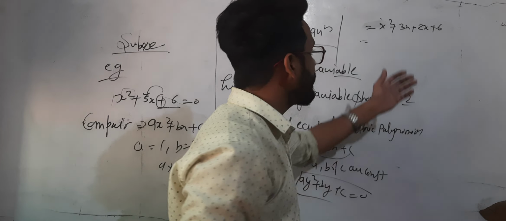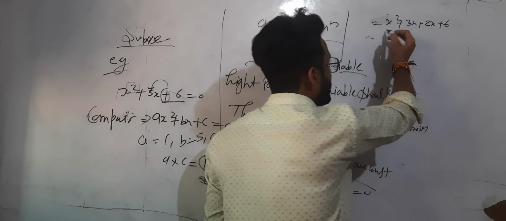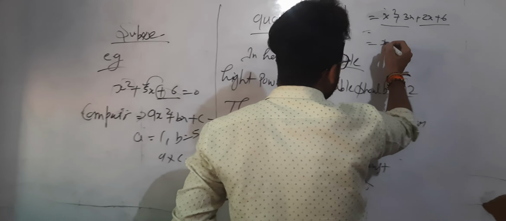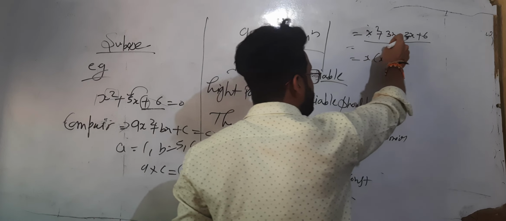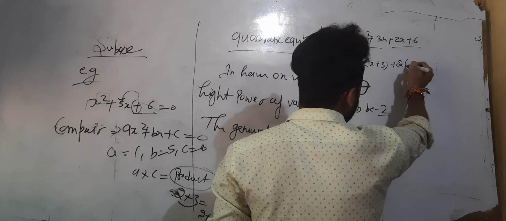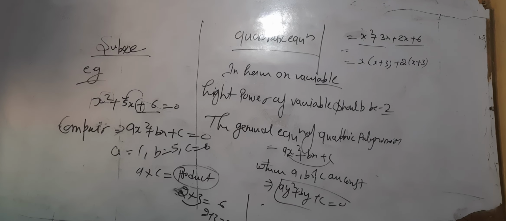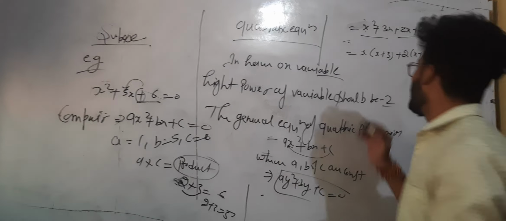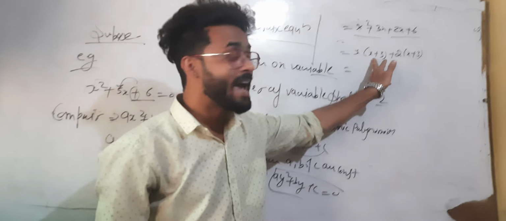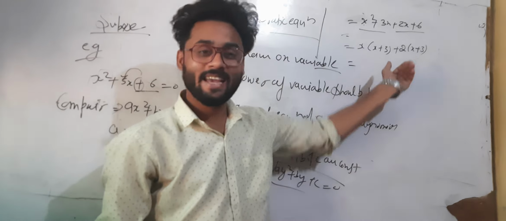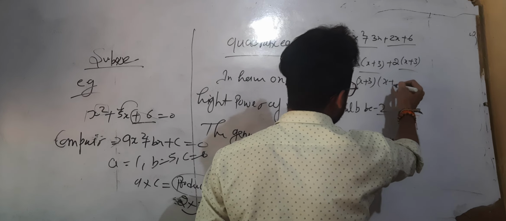Now the next step is we make pairs. This is the first pair, this is the second pair. From the first pair you take x common, giving x times x plus 3, and from the second pair 2 times x plus 3. Now x plus 3 is common for both, so you take x plus 3 common. Now you have x plus 3 times x plus 2.